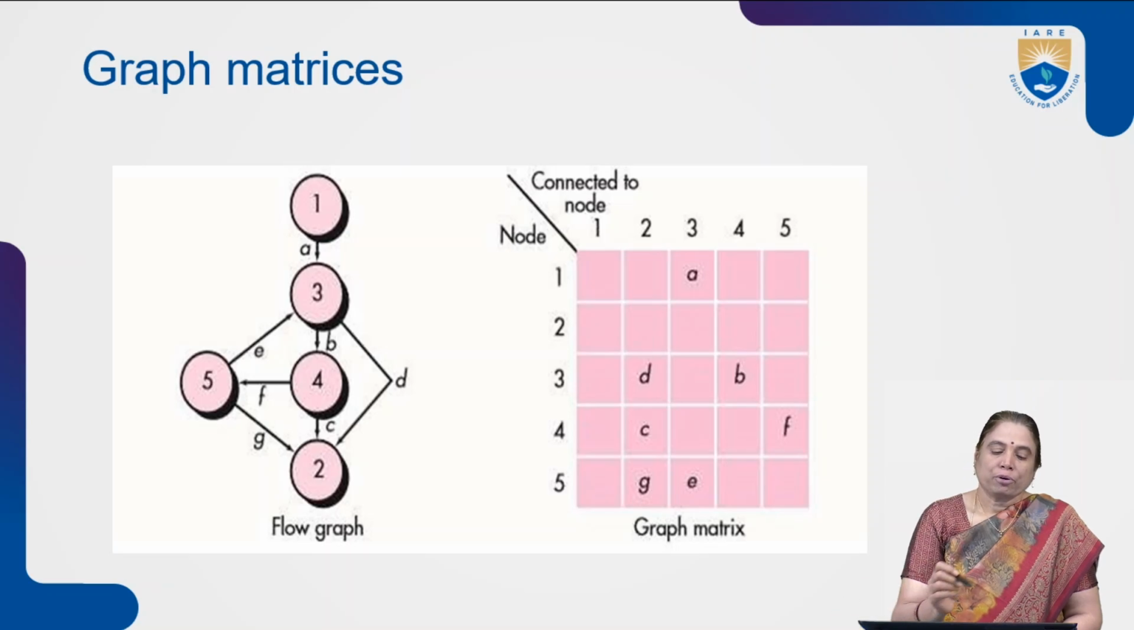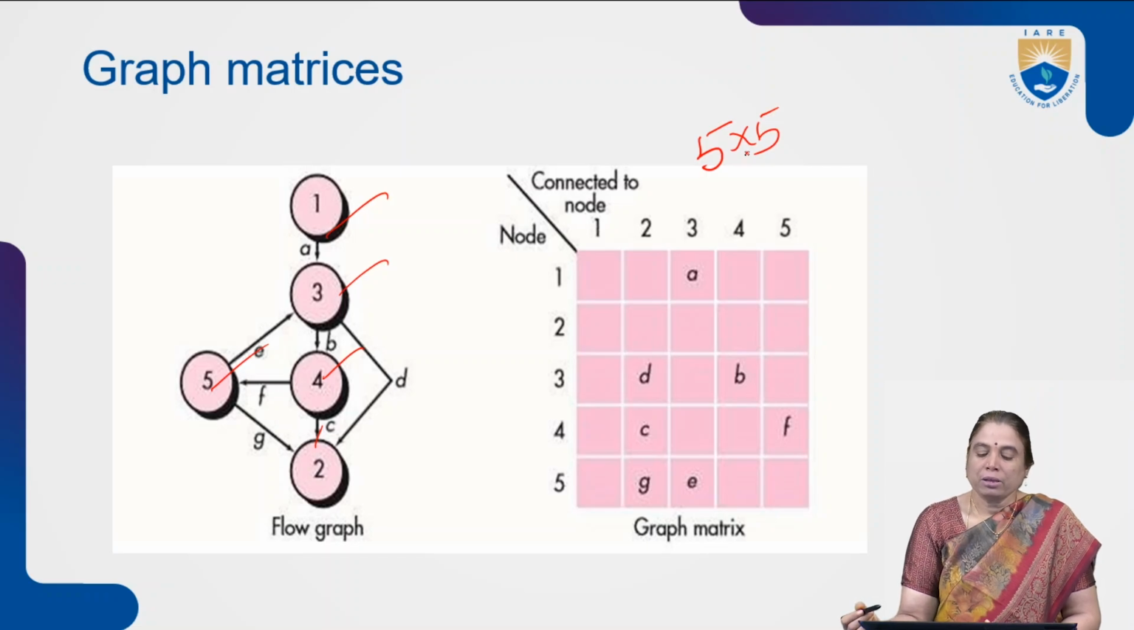After the control flow graph, that flow graph can be converted into a graph matrix in order to identify the cyclomatic complexity of the control flow graph. How many nodes are in the control flow graph? The matrix can have n by n size. Here the number of nodes of the control flow graph is 5. So the matrix is of 5 by 5 size.